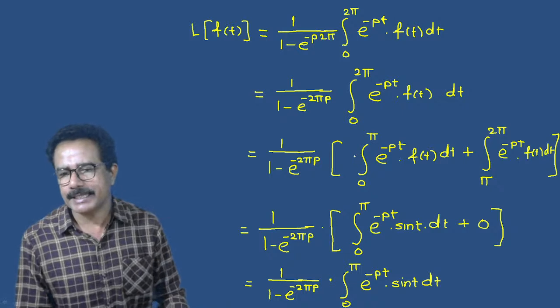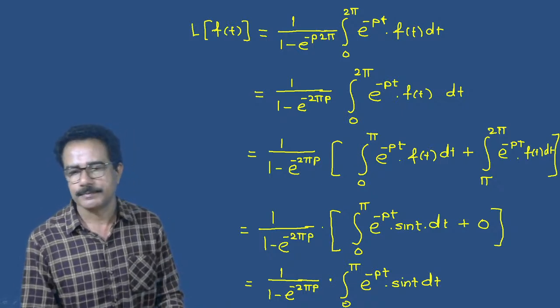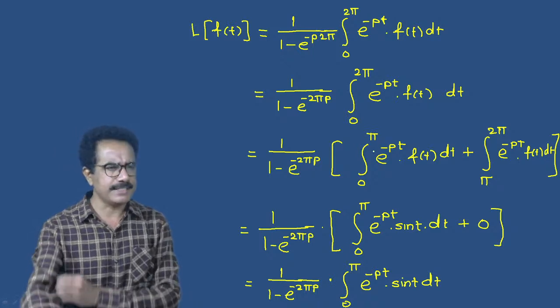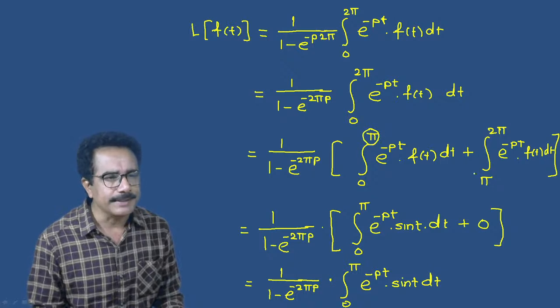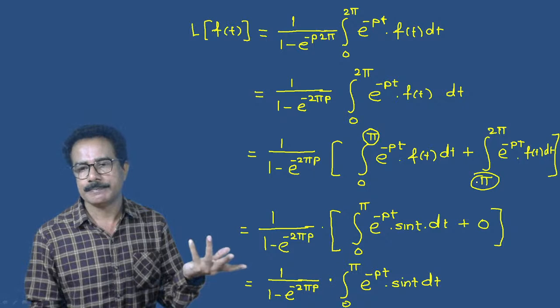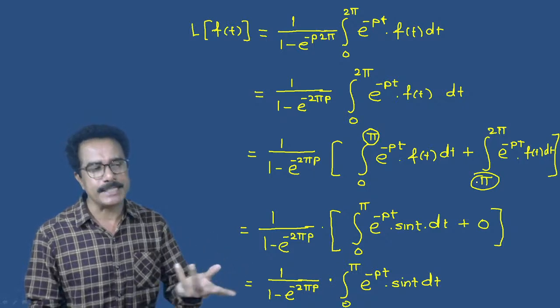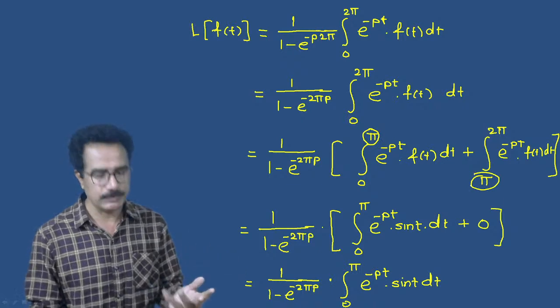Why did we select pi here, students? Why did I take pi here? Why did we not distribute at pi by 2? Now you tell me the answer. I have distributed this integral by the point pi. Why have we not used pi by 2 here? Can anyone tell me the answer regarding this?